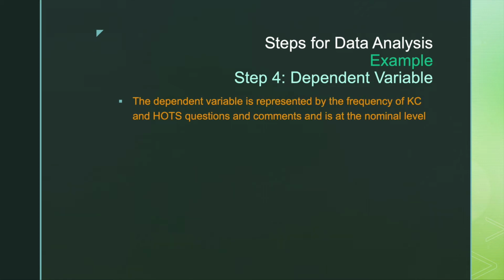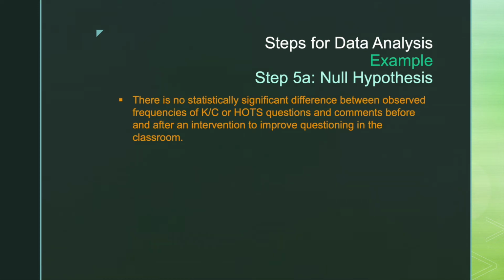Step 4, we have the dependent variable, which is represented by the frequency of KC and HOTS questions and comments, and this is at the nominal level. Our null hypothesis is going to be that there is no statistically significant difference between observed frequencies of KC and HOT questions and comments before and after an intervention.